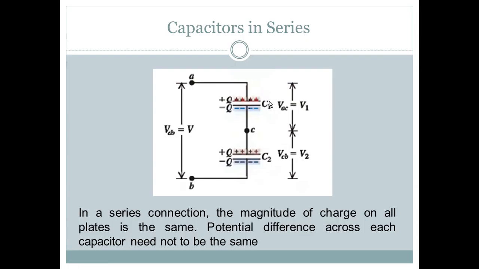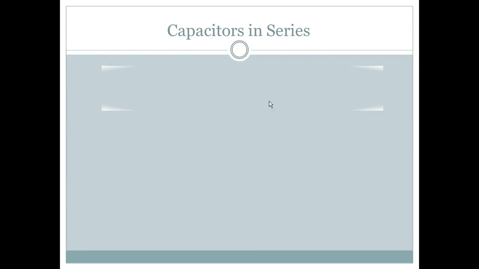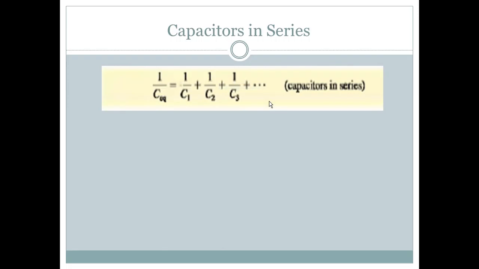and we call this combined effect the equivalent capacitance, and this equivalent capacitance refers to a replacement of the two capacitors by a single capacitor that has the same capacity as the combined effect of C sub 1 and C sub 2. And we call this the equivalent capacitance.